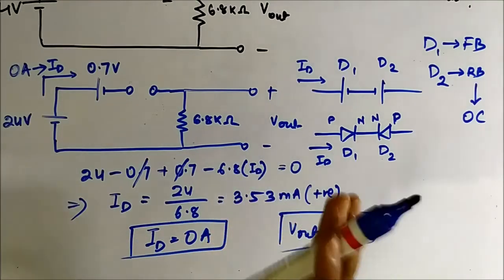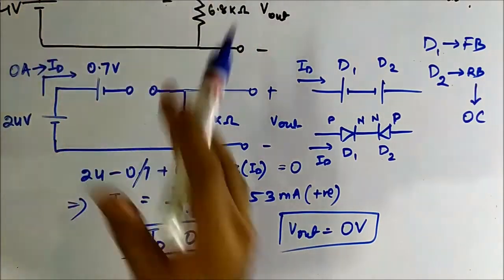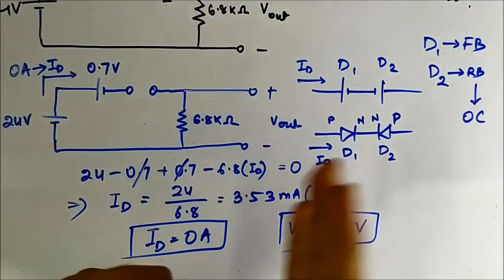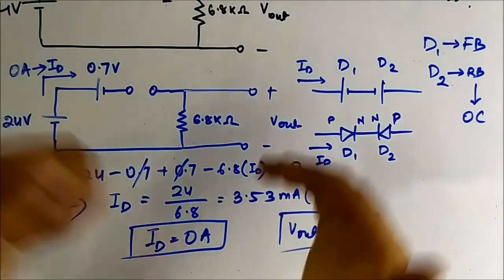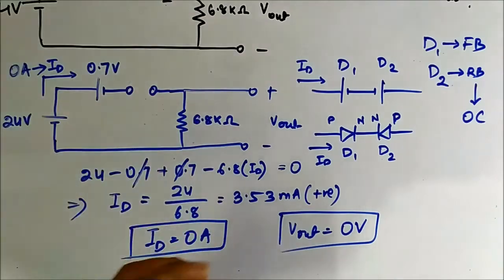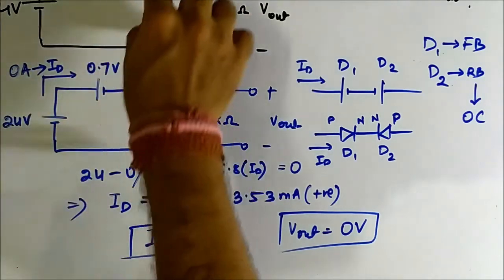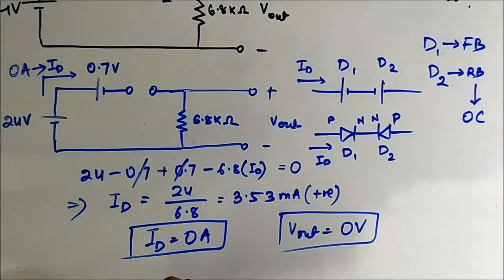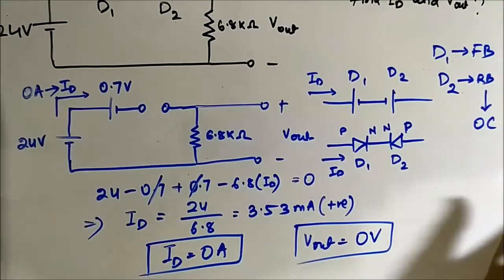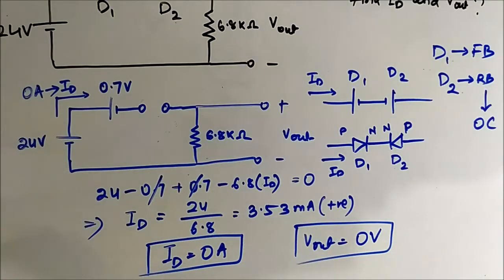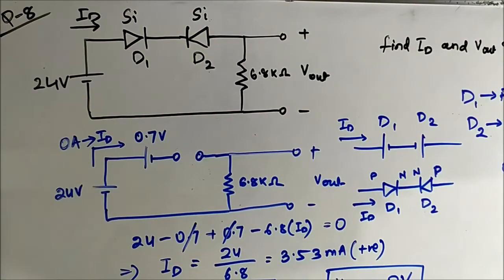Here is the important thing. Even if there are two diodes, they are connected in opposite ways. If they had been connected in the same manner, both of them would have been forward biased, but they are connected in opposite ways. So one is forward biased, but it becomes useless because no current will flow through the circuit, since the second diode is open circuited. This is the behavior of the circuit. So ID is 0 ampere, V out is 0 volt. This is the 8th question that we have discussed related to diode connected circuits.